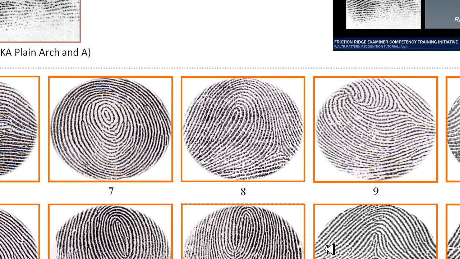Let's now look at 7, 8, and 9. In 7, it's clearly a different ridge formation from the hill, and that should be immediately disqualified as being an arch pattern. In number 8, clearly there is something else going on rather than the rise. And number 9, again, very outwardly apparent that this could not in any way be an arch pattern.